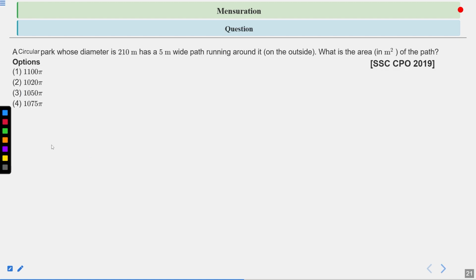A circular park whose diameter is 210 meter has a 5 meter wide path running around it on the outside. What is the area in square meter of the path? This question was asked in the SSC CPO exam in 2019. There are four options. First one is 1100 pi, second is 1020 pi, third one is 1050 pi, and fourth one is 1075 pi.